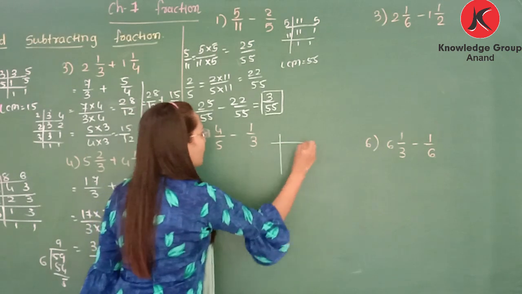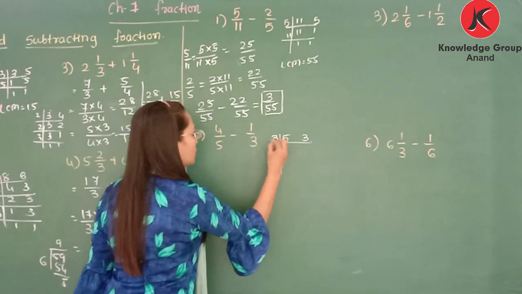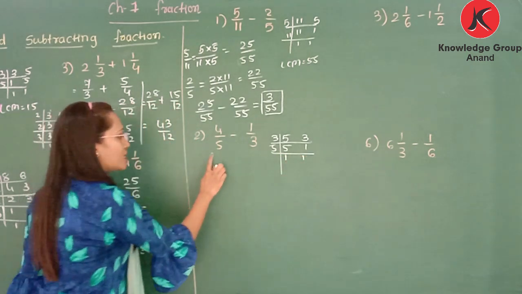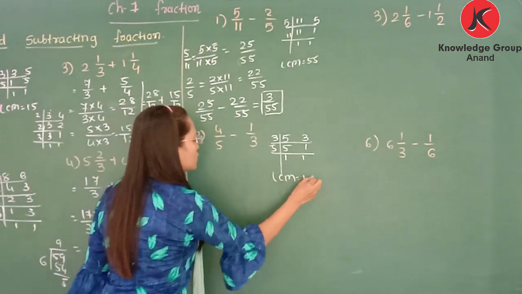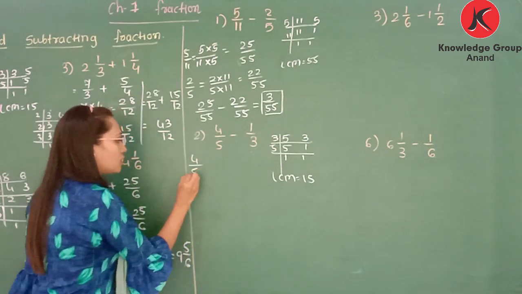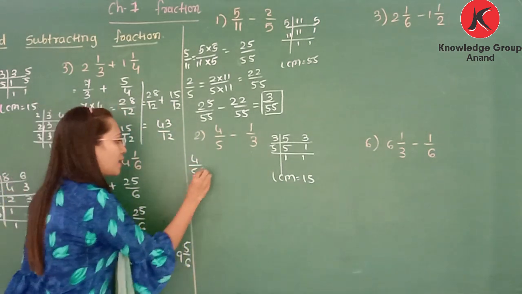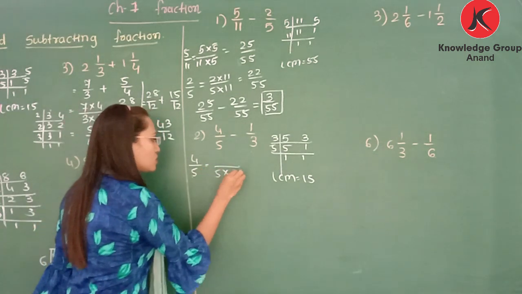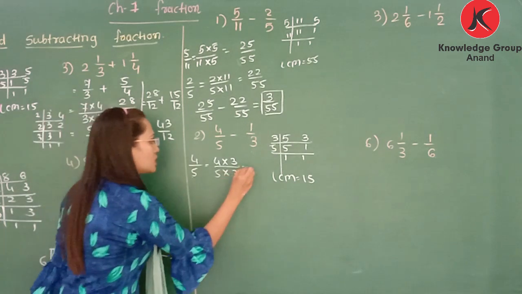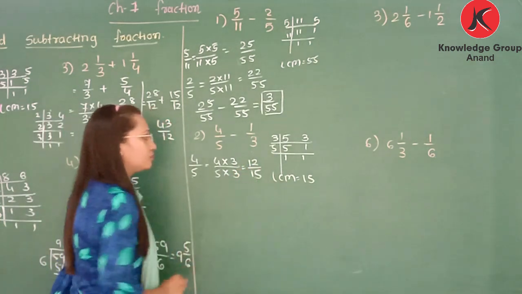Okay. Now next 4 by 5 minus 1 by 3. So take LCM of 5 and 3. 3 ones are 3, 5 ones are 5. So LCM is 15. It means you need to get here 15. How can we get here 15? If we multiply 5 with 3. So the same number we should multiply in the numerator. So it is 12 by 15.